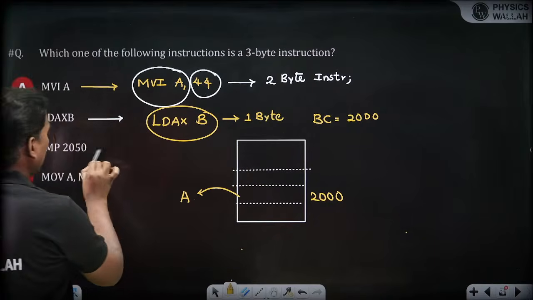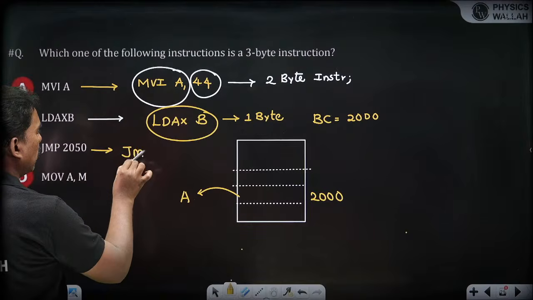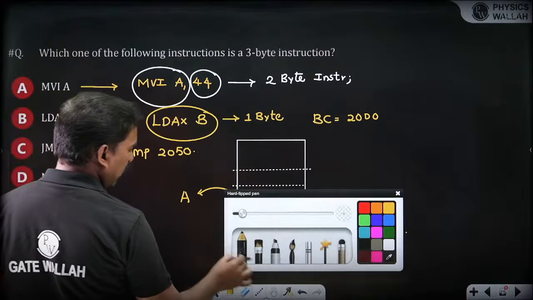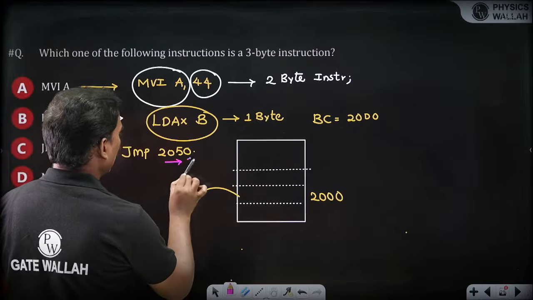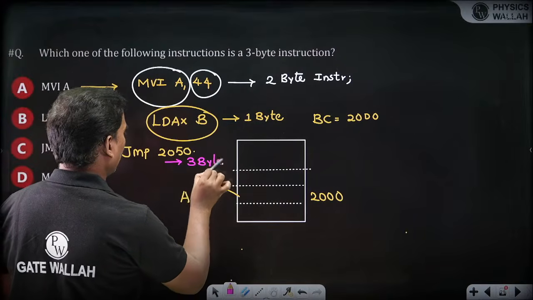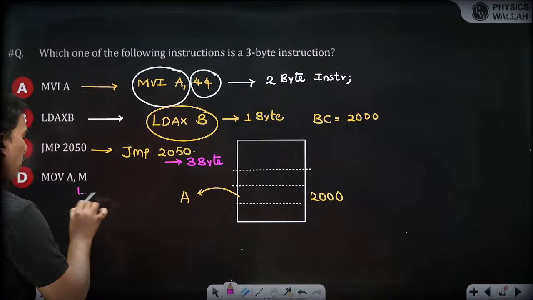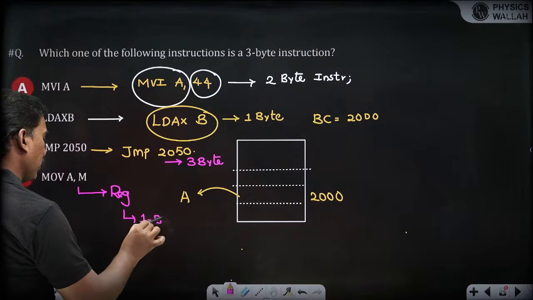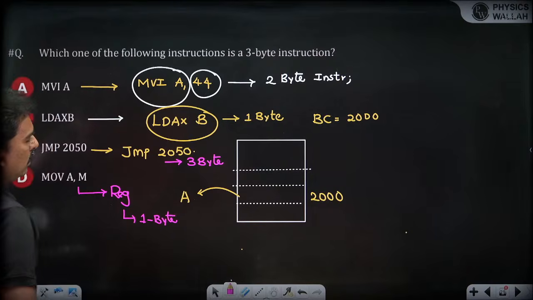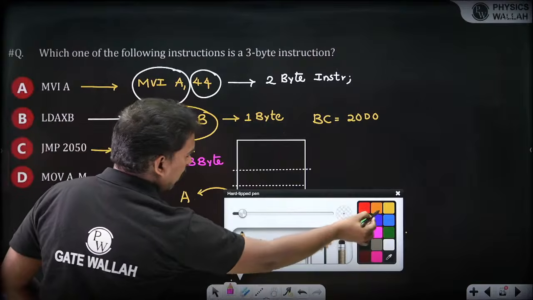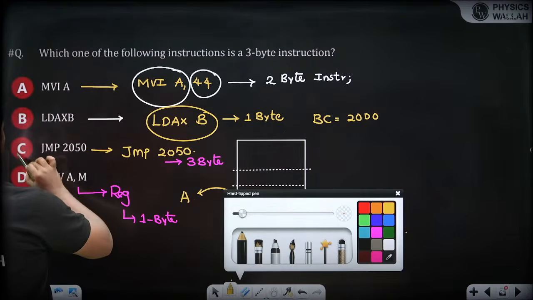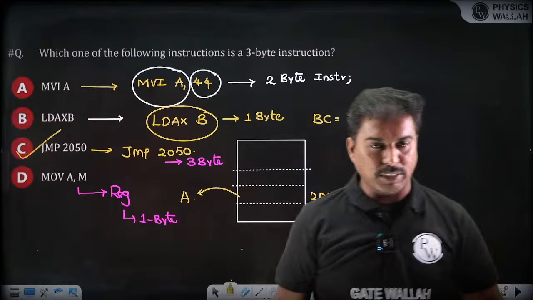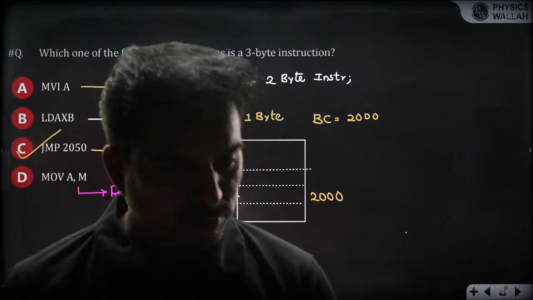Whereas in JMP 2050, JMP is the opcode, 20 is an address and 50 is an address. So this is a 3-byte instruction. Next, MOV A, M. This is also register addressing mode, so this is also a 1-byte instruction. So the right answer for this particular question is the 3-byte instruction. Okay, perfect. Yes, Vishnuvardhan.